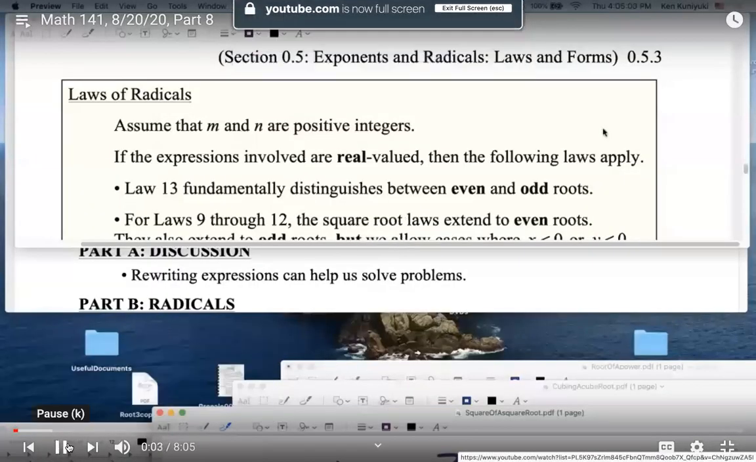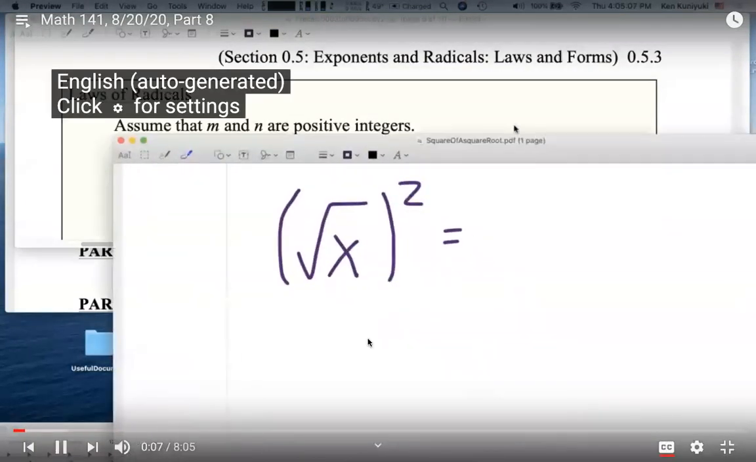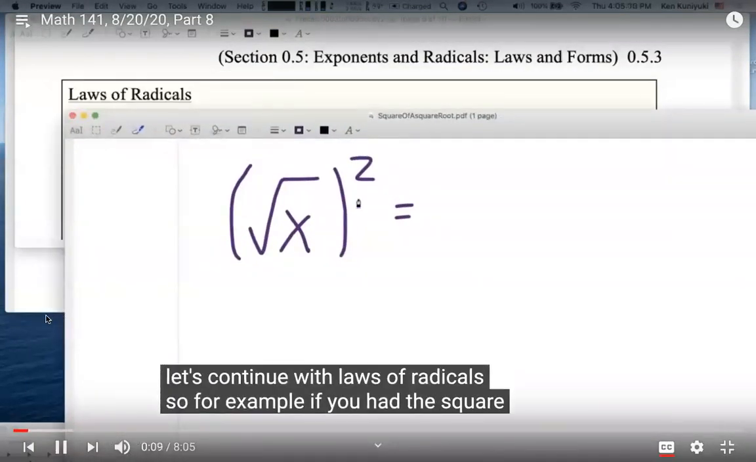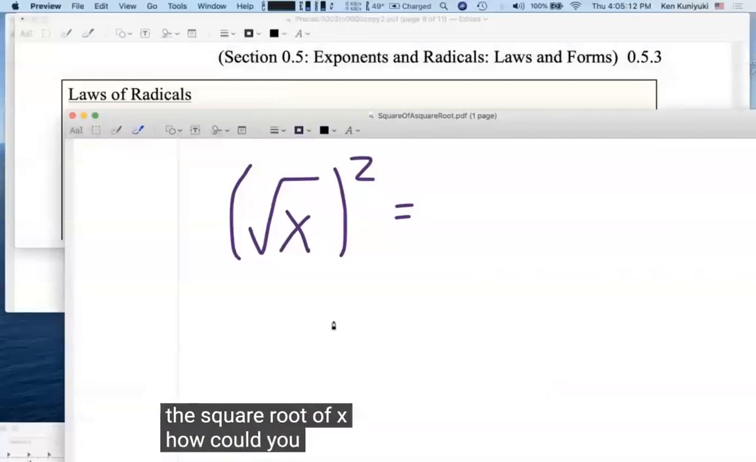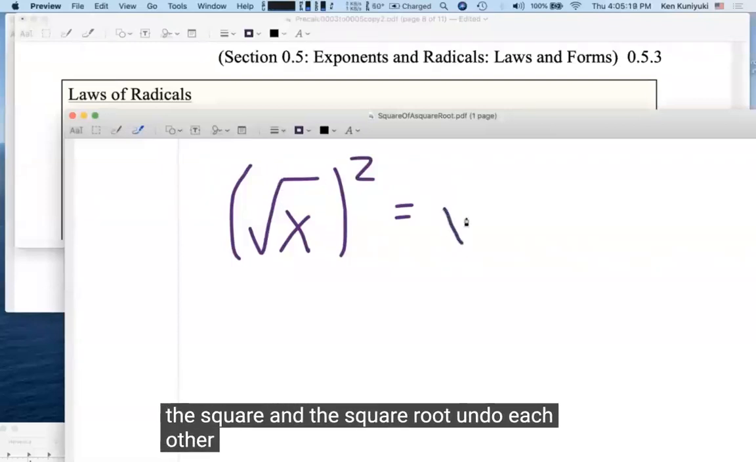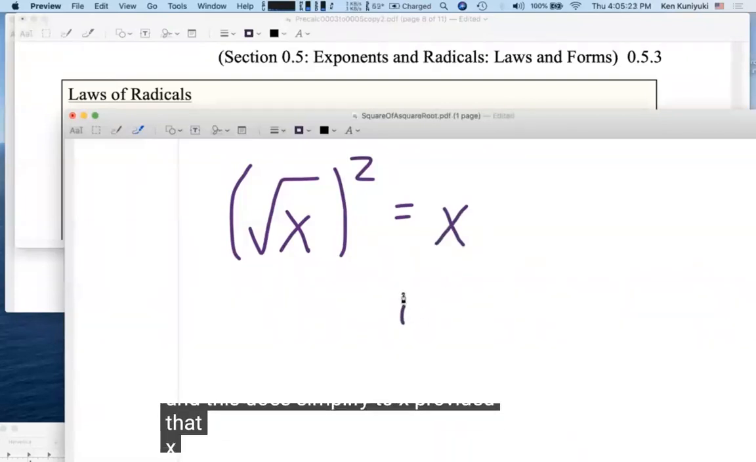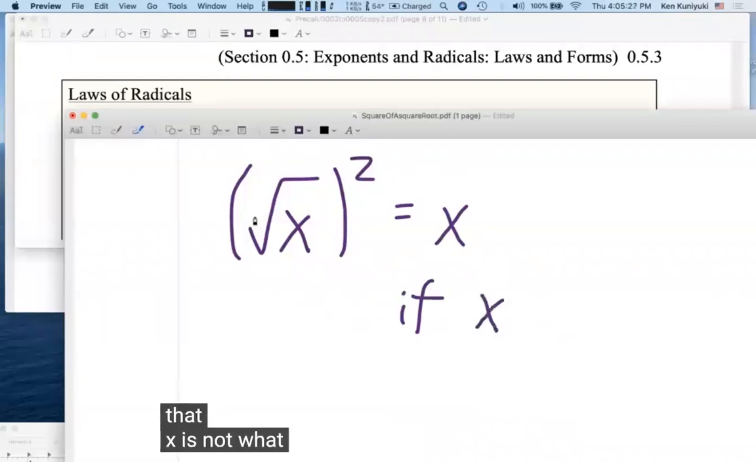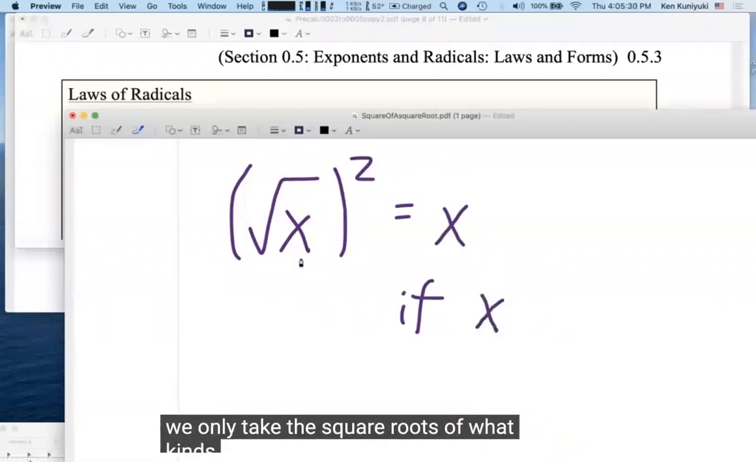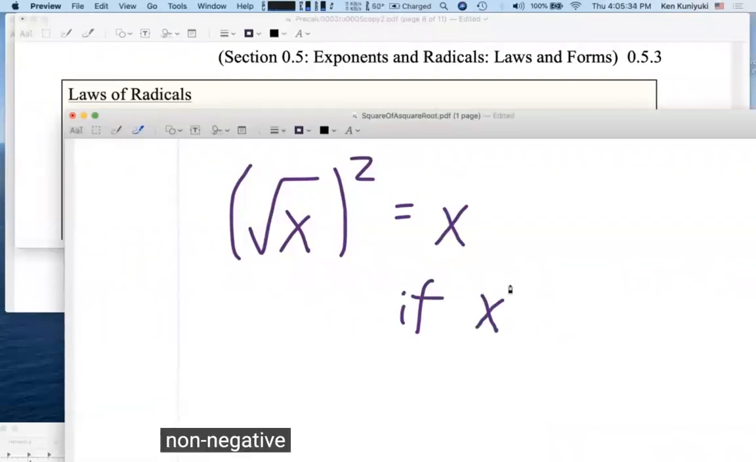Hi, everyone. Let's continue with laws of radicals. So for example, if you had the square of the square root of x, how could you simplify that? Well, the square and the square root undo each other, and this does simplify to x, provided that x is not what? We only take the square roots of what kinds of values or numbers? Non-negative.